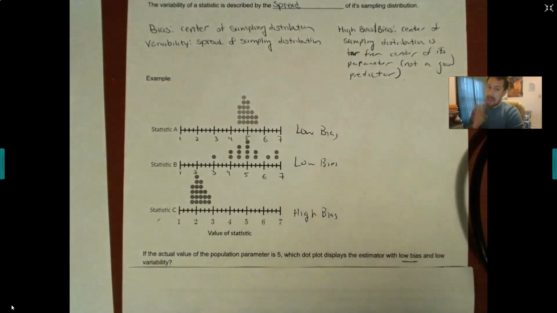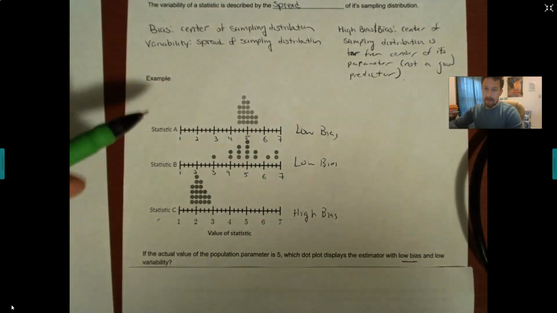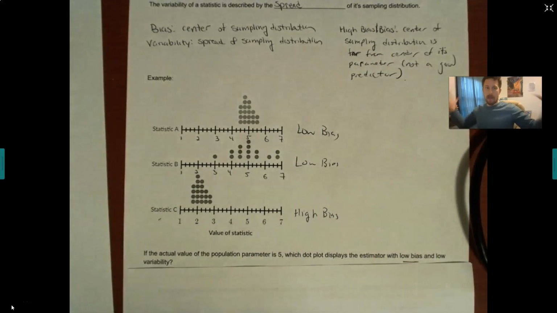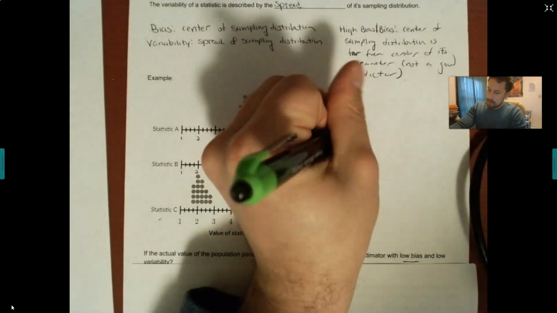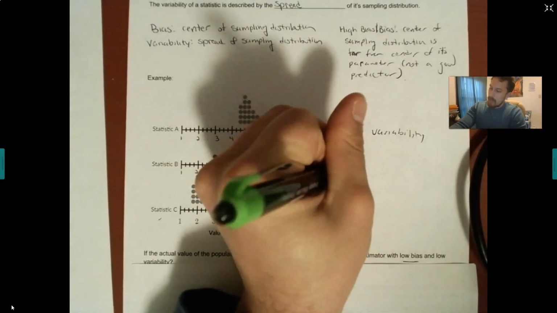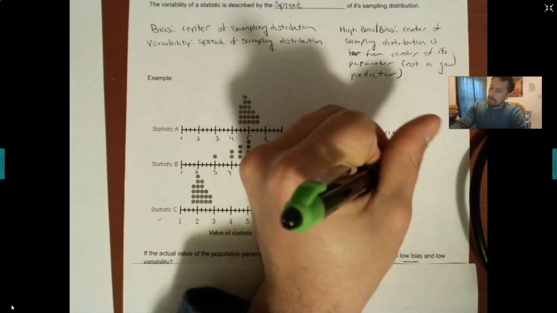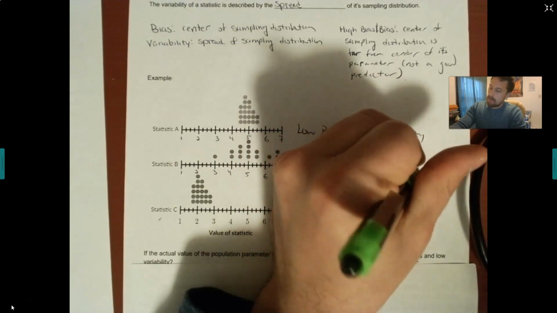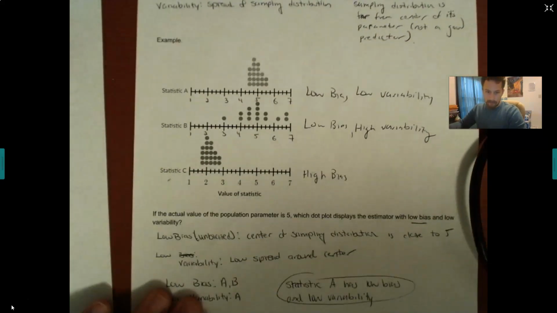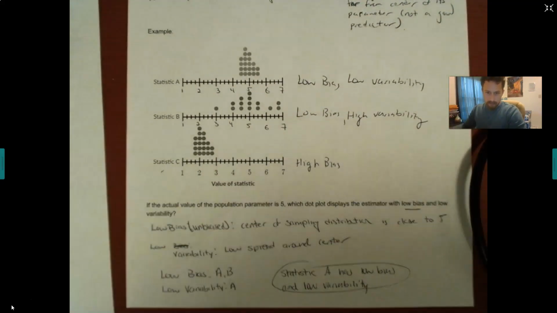Okay, and which one has also low variability? Well, we've already narrowed it down to these two. Which one has the lower spread? Which one's not as spread out, but closer together, around the center? And that is statistic A. So that's low variability, high variability. So that's just statistic A. Okay. Well, basically what I already summarized. So statistic A has low bias and low variability.